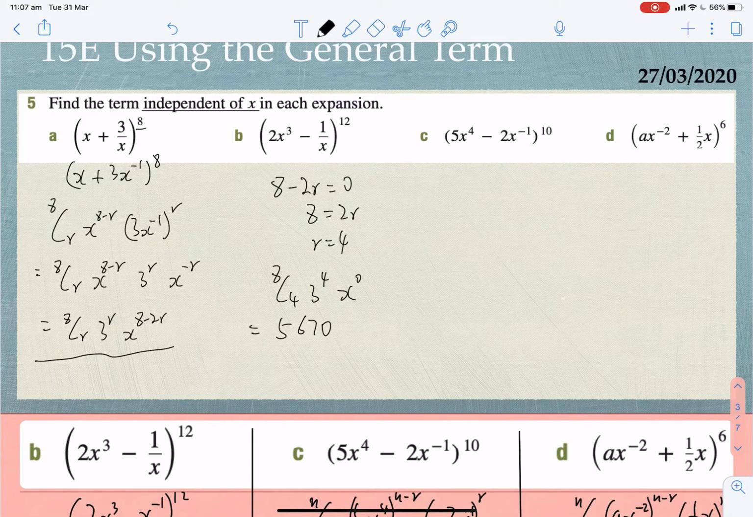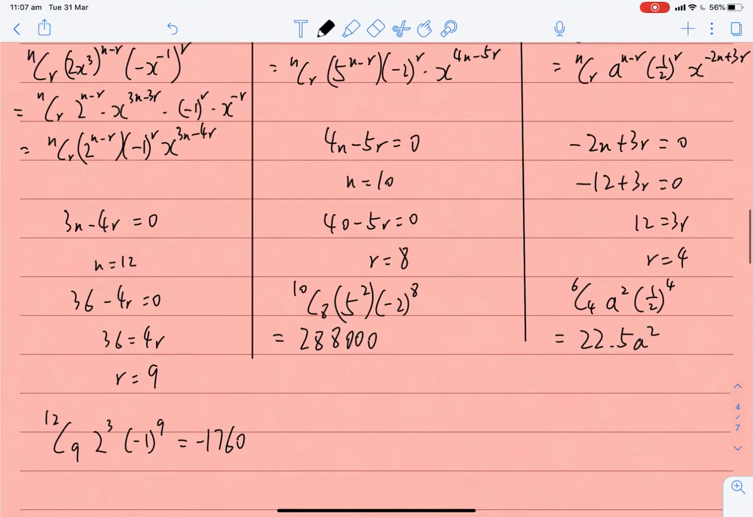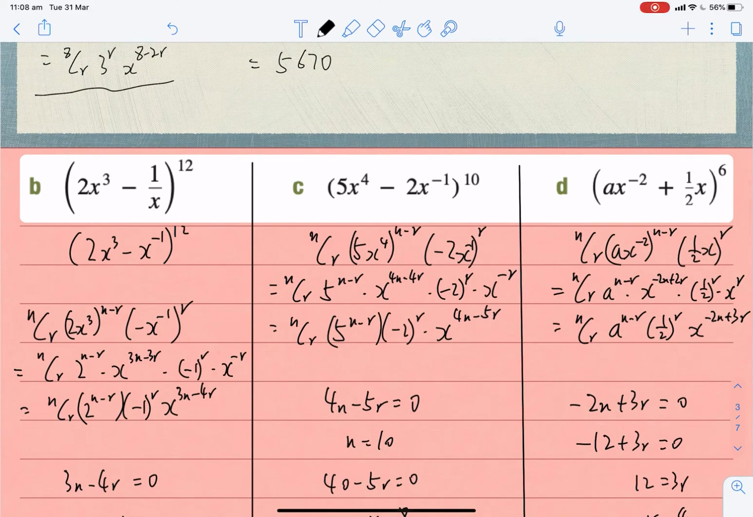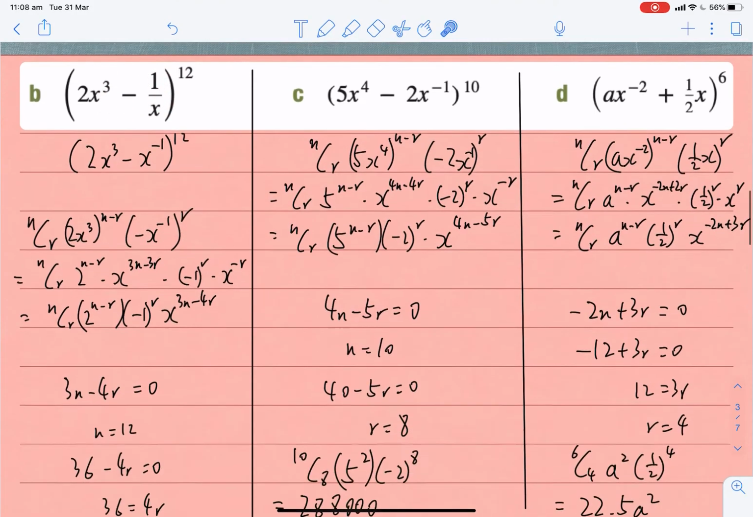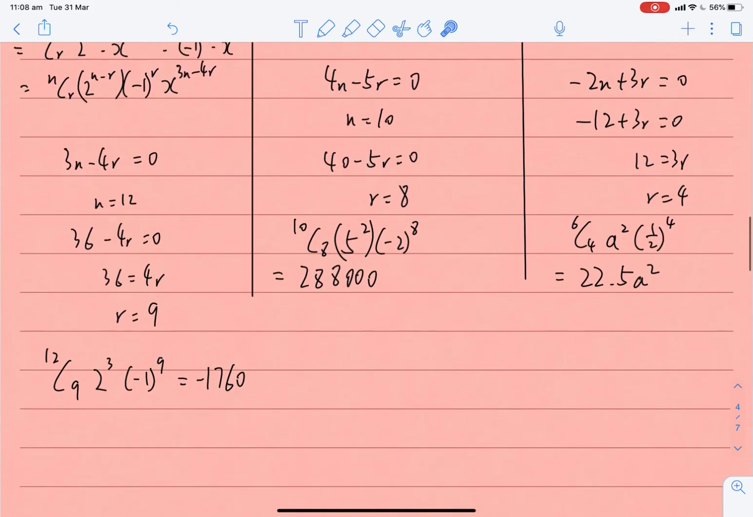You can quickly pause this video and do the next 3. Once you're done, here are the solutions. I hope you do them correctly. Just be careful about the second one because it's minus. So because it's minus here, you should have minus here. And your answer, because r is 9, ends up being negative as well.